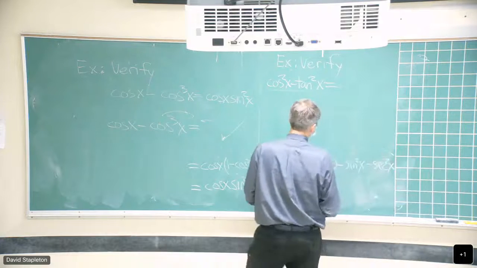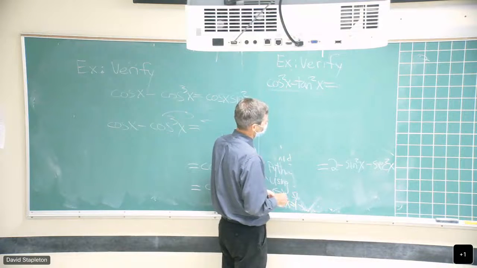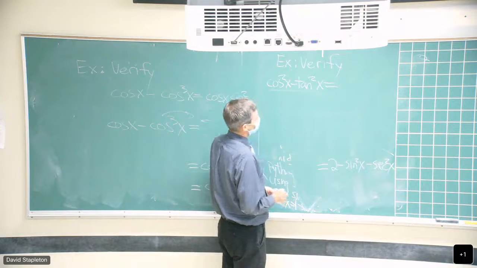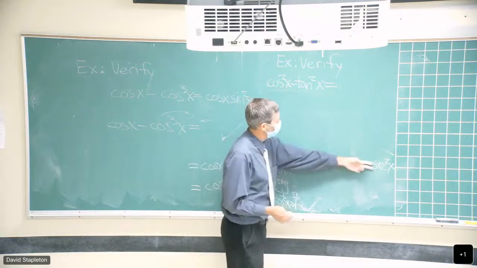What do I do? I go to step 3 and just rewrite everything in terms of sine and cosine, because maybe I don't see what to do. And that's a big help on these, that sine and cosine rule, because look, I've got 1, 2, 3, 4 different trig functions.